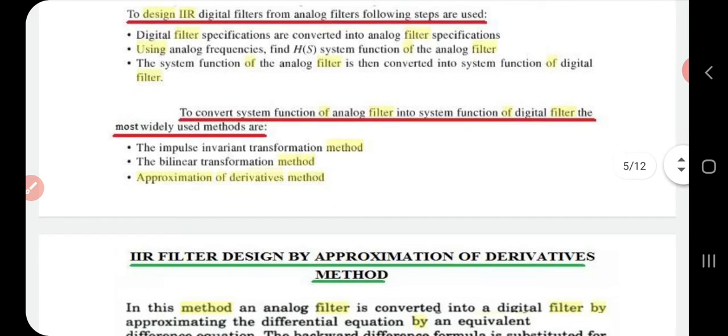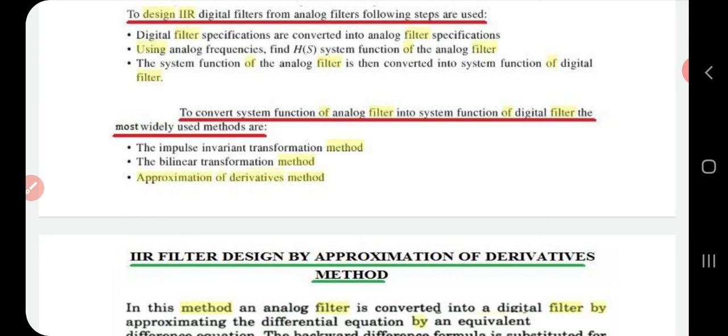That is how an analog filter is converted to a digital filter. We are actually converting, transforming or mapping the system function of an analog filter to the system function of the equivalent digital filter.